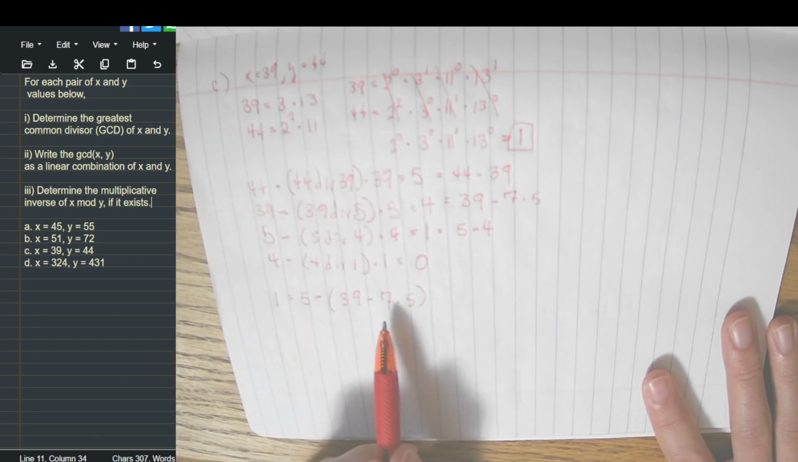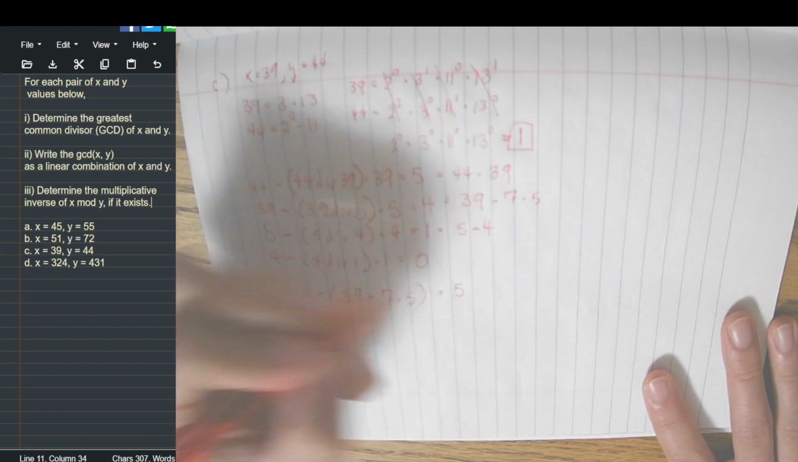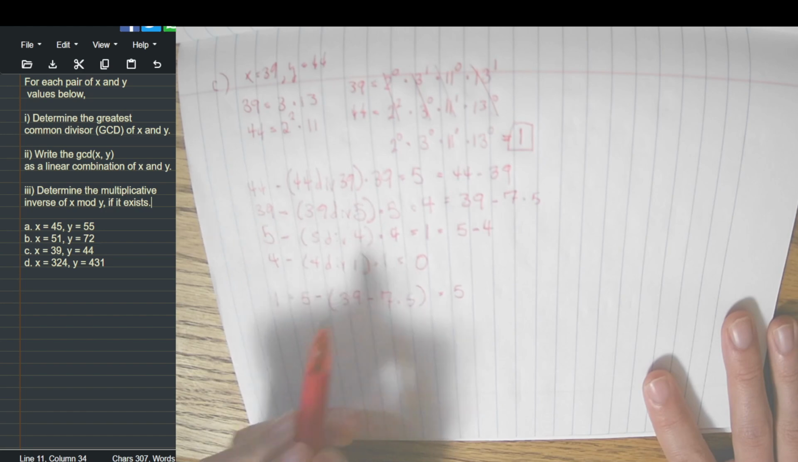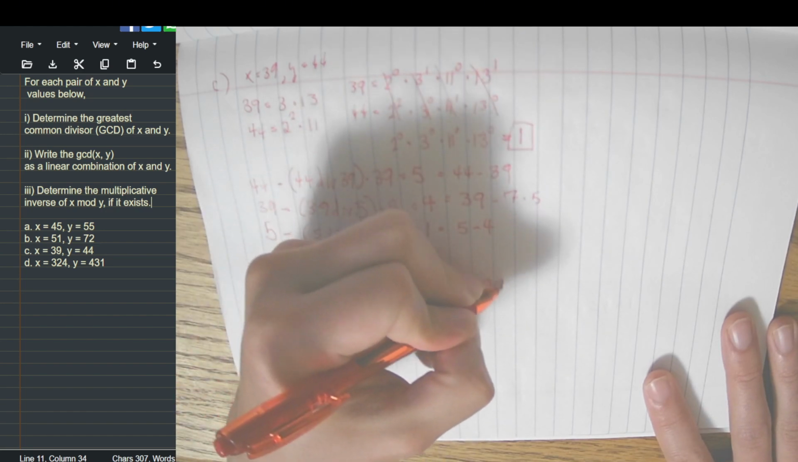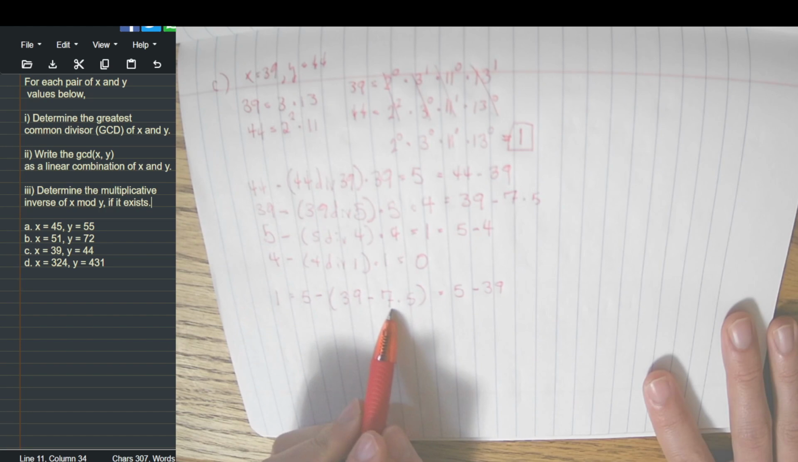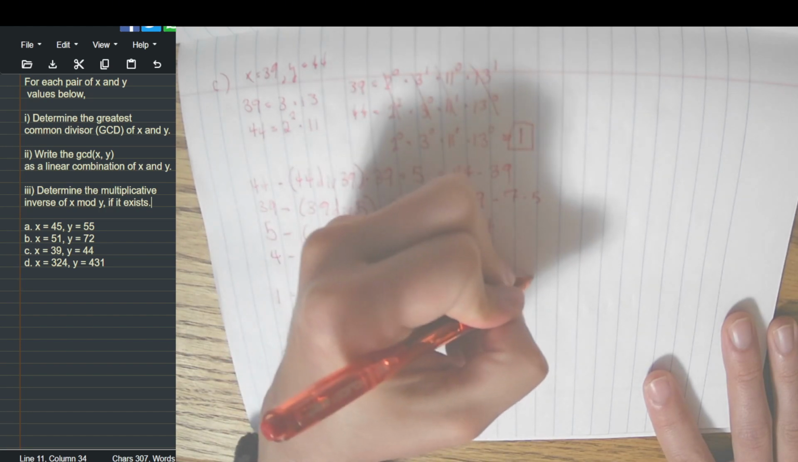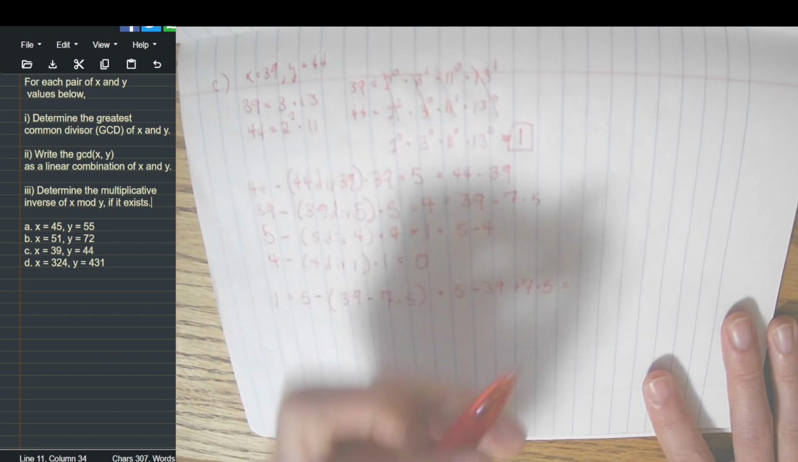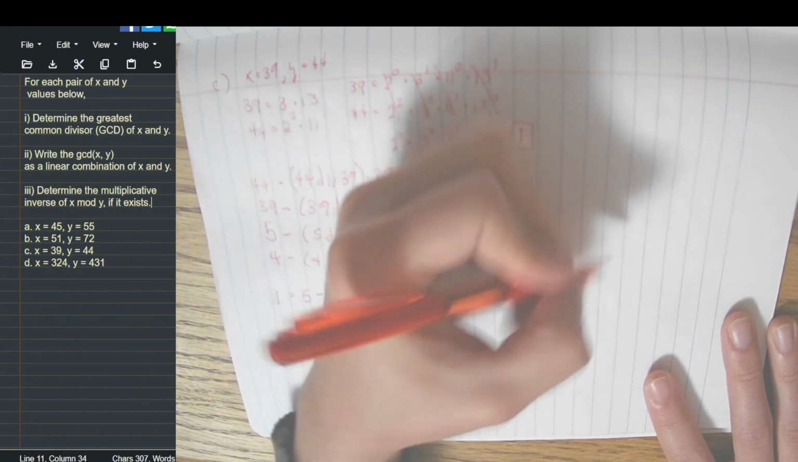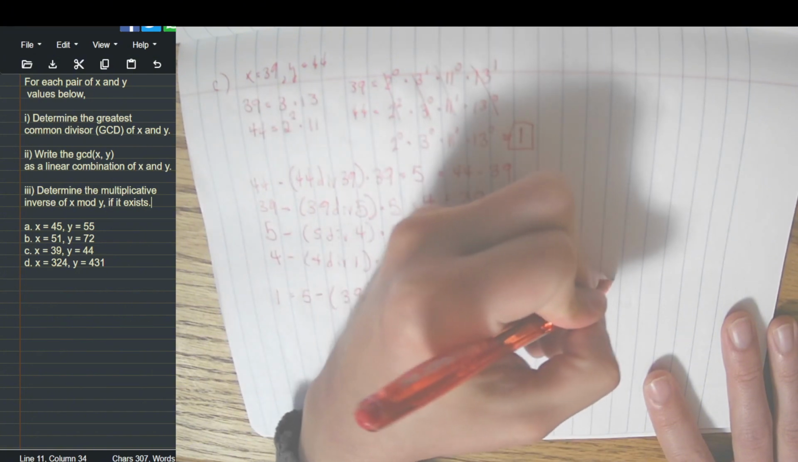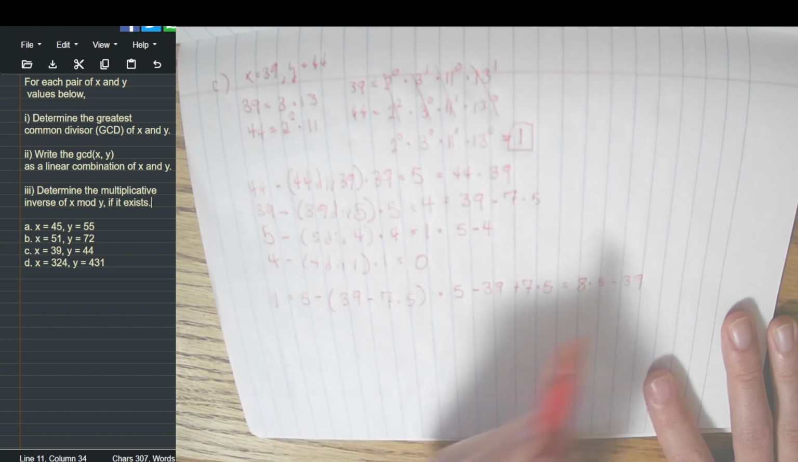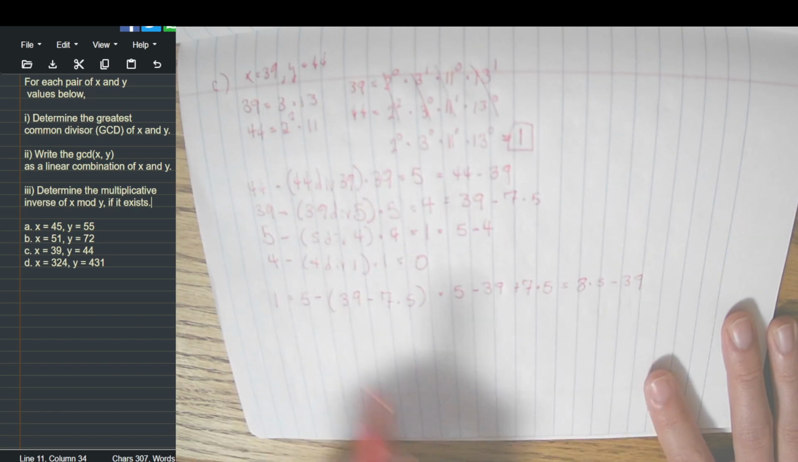Let's simplify this out. I'm going to get 5, the negative times the 39, so minus 39. The negative 1 times the negative 7, you get plus 7 times 5. Combine the like terms of the 5s. I'm going to get 8 times 5 minus 39 equals 1. 40 minus 39 equals 1. That checks out.